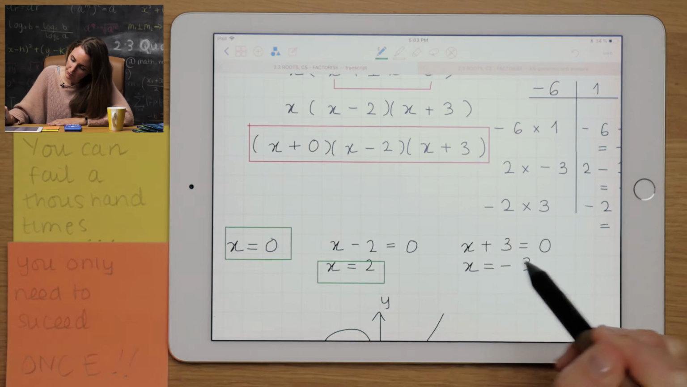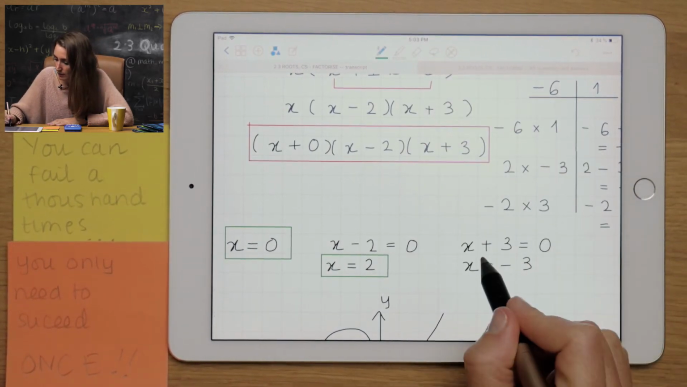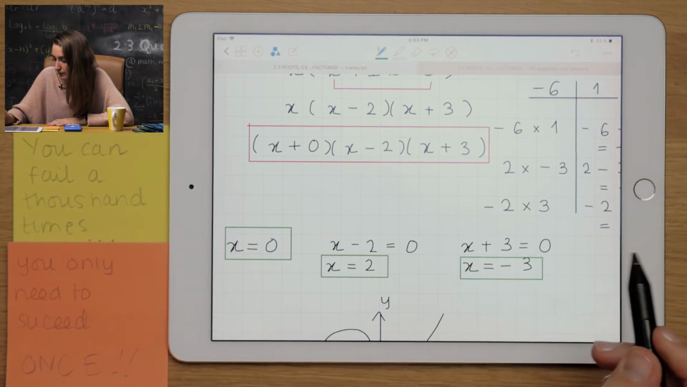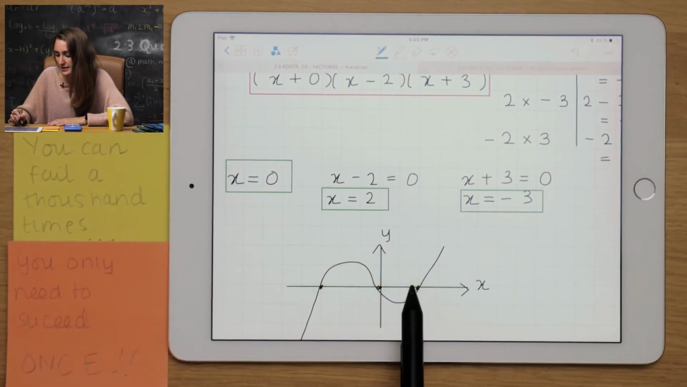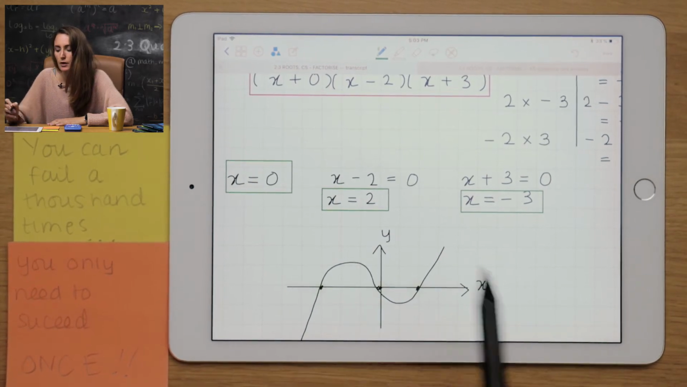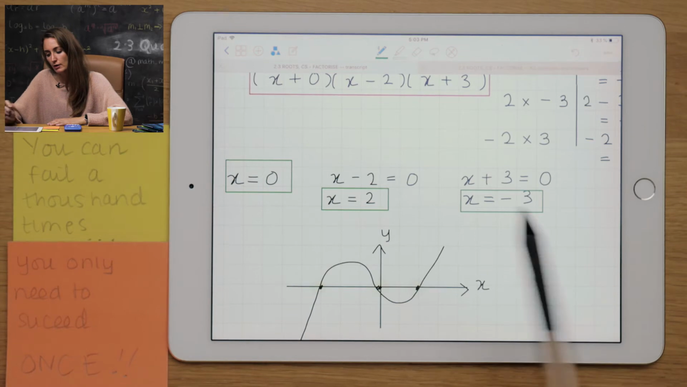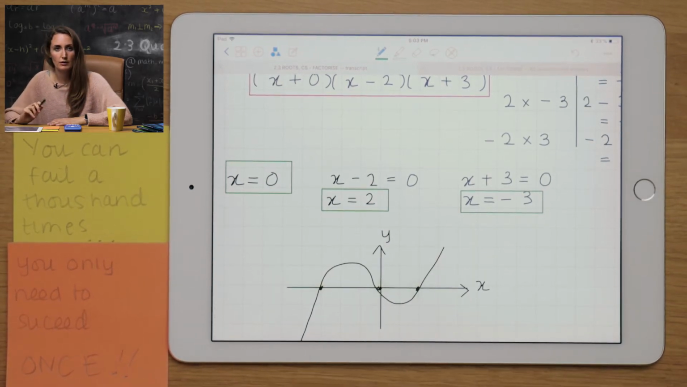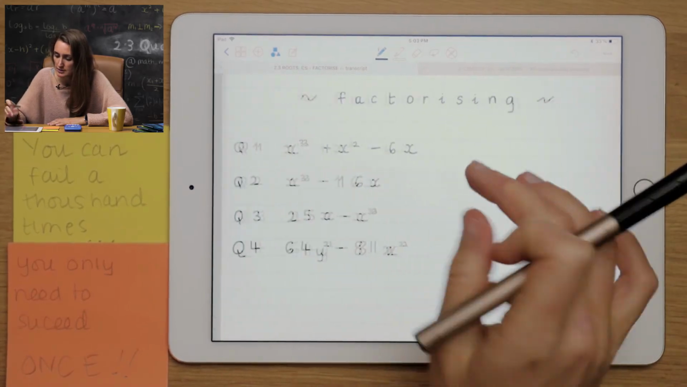And if they ask for a rough sketch, then you need to put each of these 3 numbers onto the x-axis and draw your y equals x cubed shape graph going through these points. Let's move on to some more factorization questions.